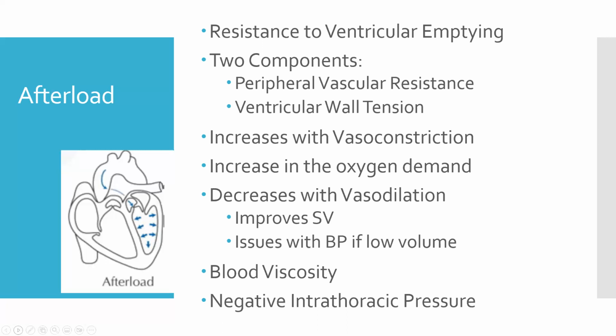Why do we care about blood viscosity? Because if patients have polycythemia, particularly secondary polycythemia secondary to chronic mild hypoxemia due to something like COPD, their blood tends to be thicker, and it's harder to pump. So the good news is it has more red blood cells. The bad news is that it's literally thicker and harder to pump. Negative intrathoracic pressures can also play a role with afterload as well.